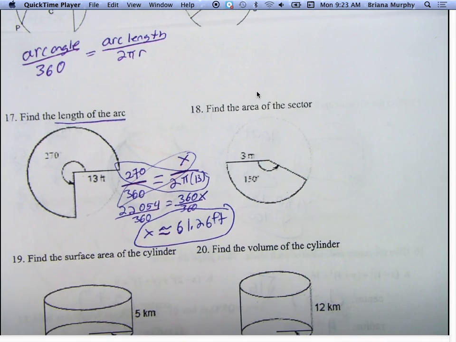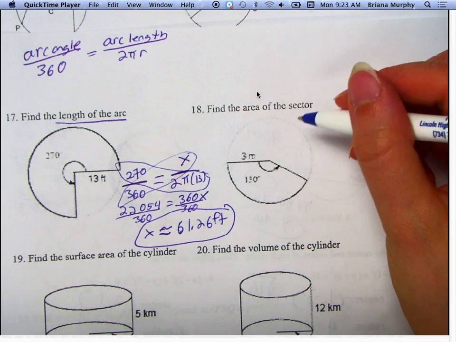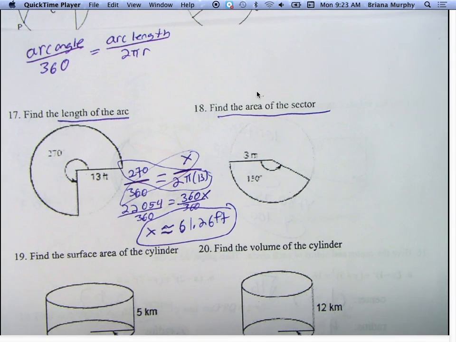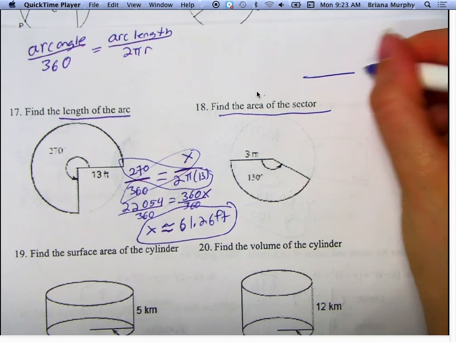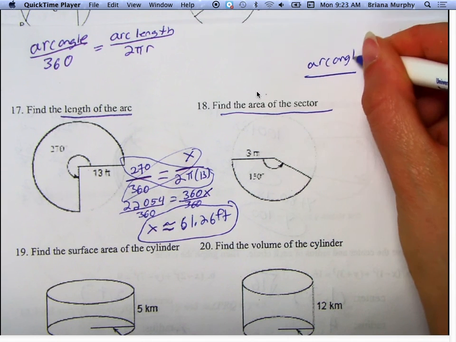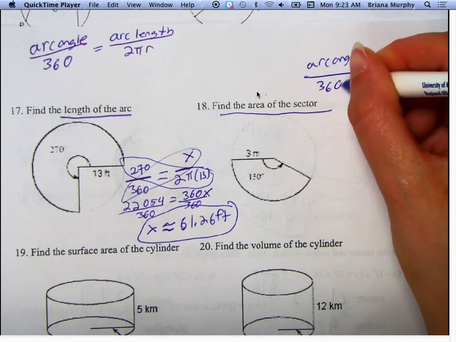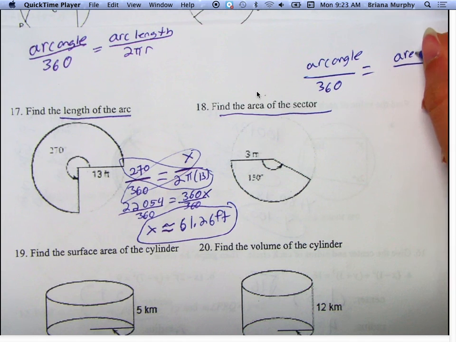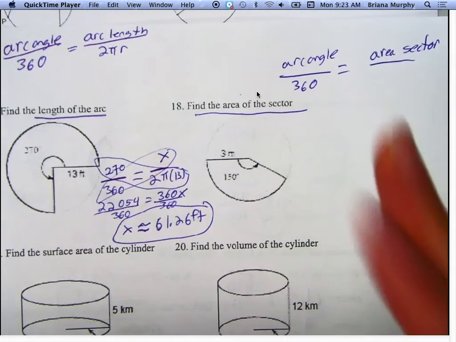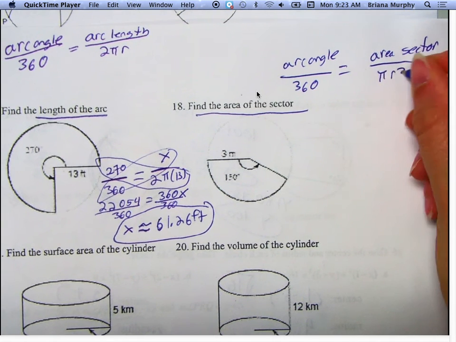18. What is the formula for this one? Find the area of the sector. So length and area are different, right? How is this formula different? We have arc angle over here still. We still have 360. We're finding area of the sector. And, as Cody said, we're using pi r squared instead of 2 pi r.